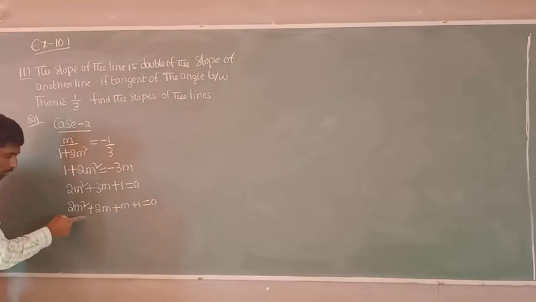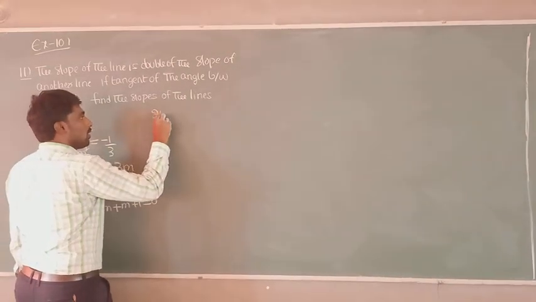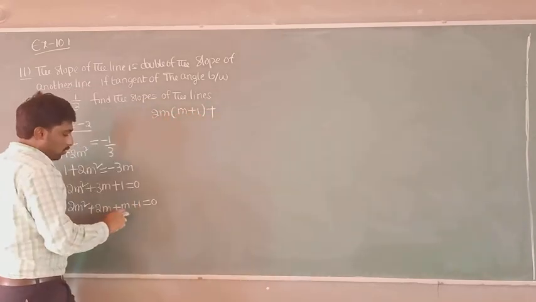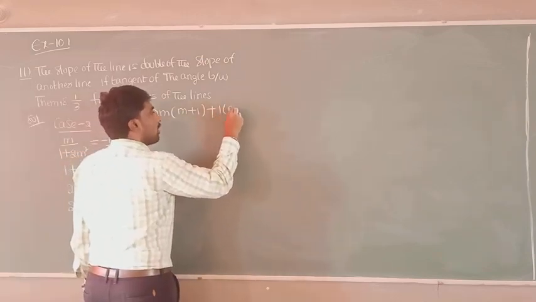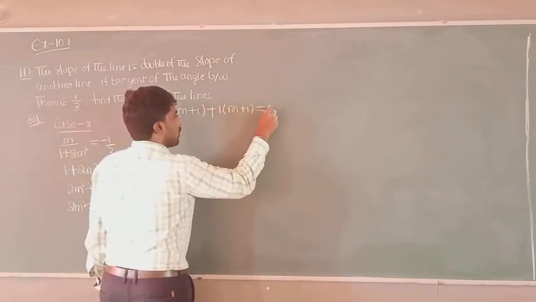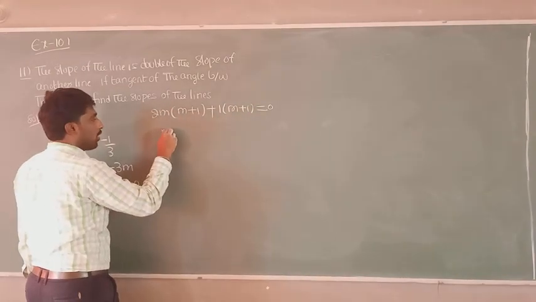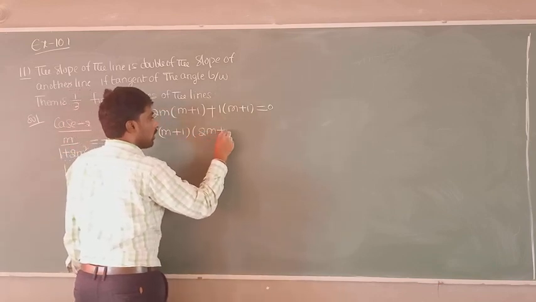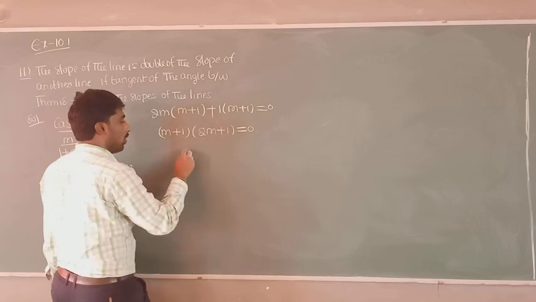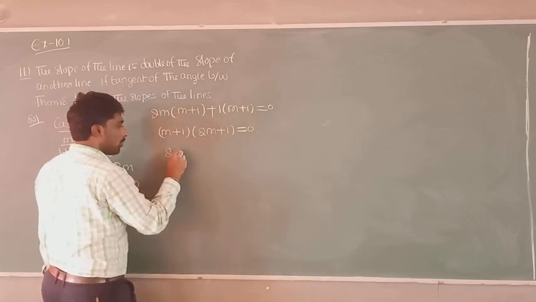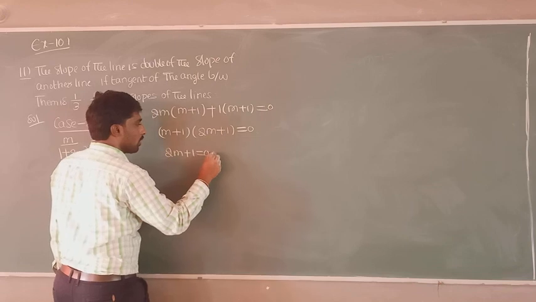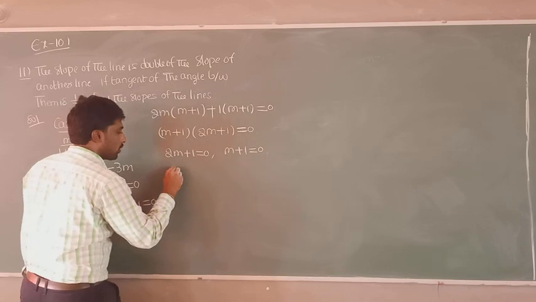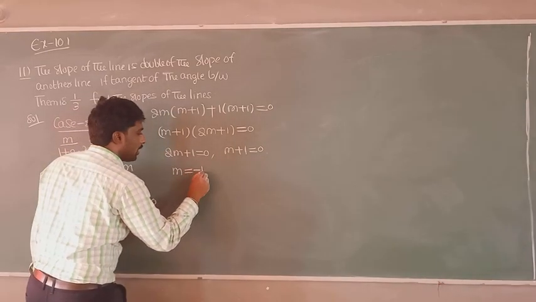From these two, if I take 2m common, I am getting m plus 1, plus from these two, if I take plus 1 common, I am getting m plus 1 equal to 0. From these two, if I take m plus 1 common, m plus 1 into 2m plus 1, which is equal to 0. So what will I get here? 2m plus 1 equal to 0, comma, m plus 1 equal to 0. So 2m plus 1 equal to 0 means what? m equal to minus 1 by 2.